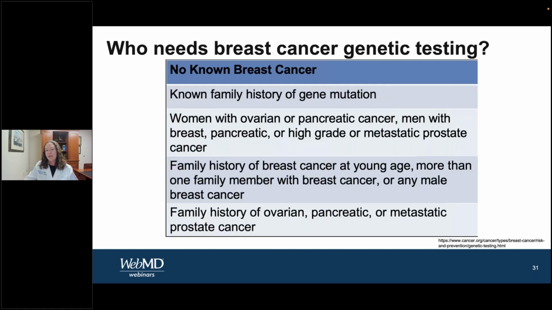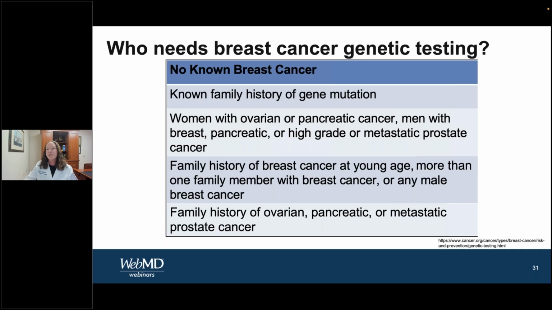But if you do not have any known personal breast cancer, then when might someone recommend genetic testing? That would be if you have a known family history of one of those gene mutations that's known to be associated with an increased risk of breast cancer. If you have no known breast cancer, but a personal history of ovarian or pancreatic cancer, if you're a male patient with breast cancer or pancreatic cancer, or high-grade or metastatic prostate cancer, then you might need genetic testing to evaluate your risk for breast cancer.